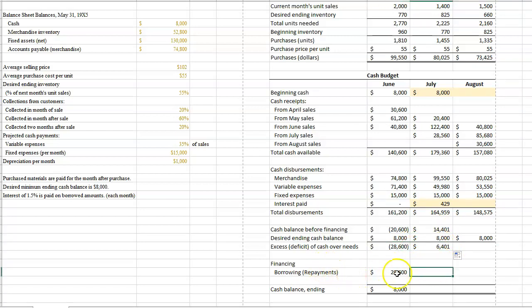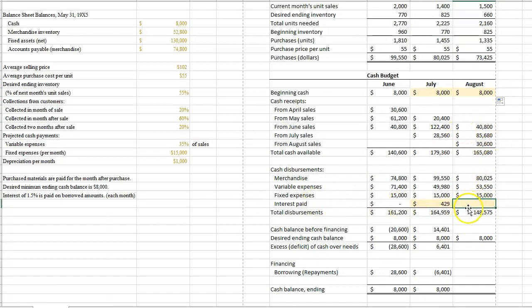So what we're going to do is repay a little bit of this balance. We're going to pay off a little bit of this $28,600, and we're left with $8,000 again. So we had $14,401 available. We paid back $6,401. We have our minimum cash balance of $8,000. August is left. The ending of July is the beginning of August. We have everything else filled out.